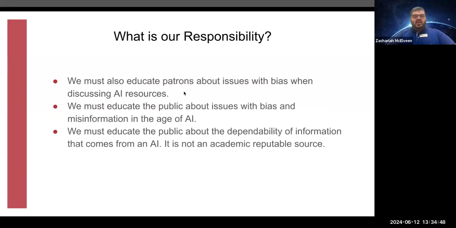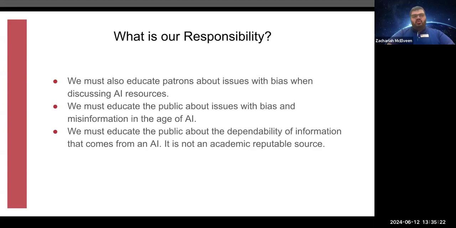So we also have to educate patrons about issues with bias when discussing AI sources. If they're going to use it to try and help them write something, then they need to understand that the information that they're getting could be incorrect, it could lack context, or it could be made up through a hallucination. We also need to make sure that we educate the public about issues with bias and misinformation in the age of AI. And we need to educate the public about the dependability of information that comes from AI.